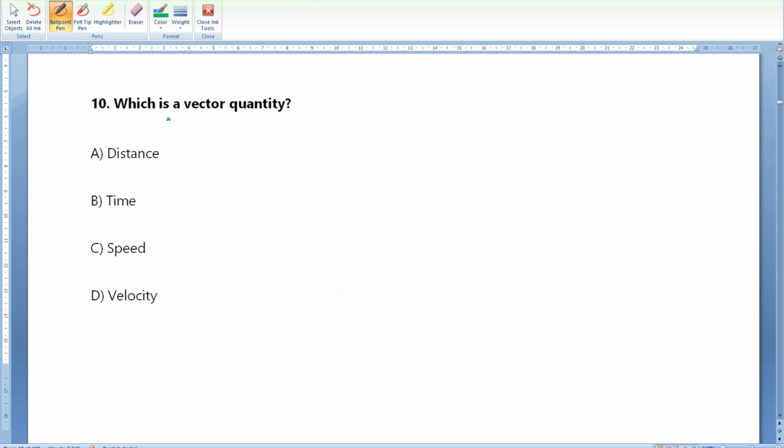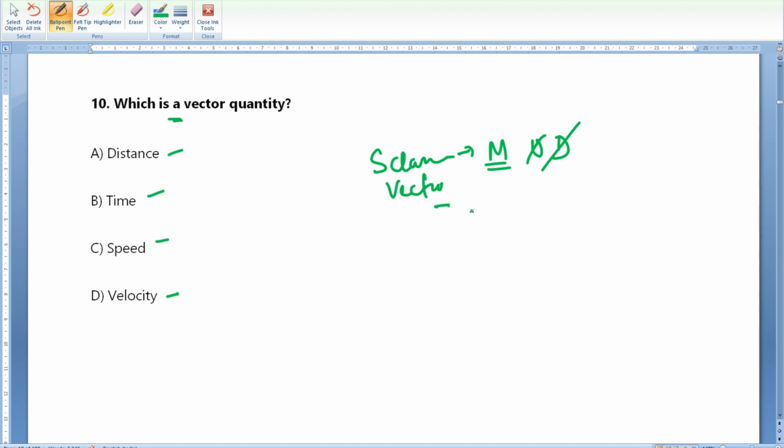Which is a vector quantity? Distance, time, speed and velocity. We know the two types of quantity, scalar quantity and vector quantity. A scalar quantity only has magnitude, no direction. A vector quantity has both magnitude and direction. Here distance has only magnitude, time also has only magnitude, speed also has magnitude.